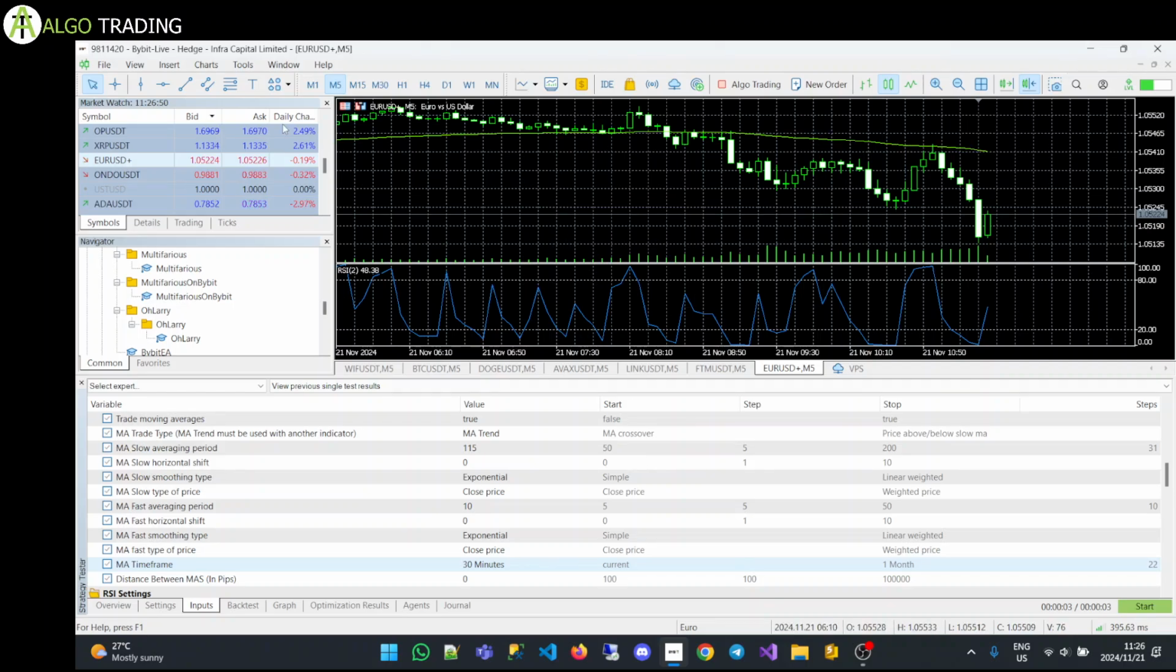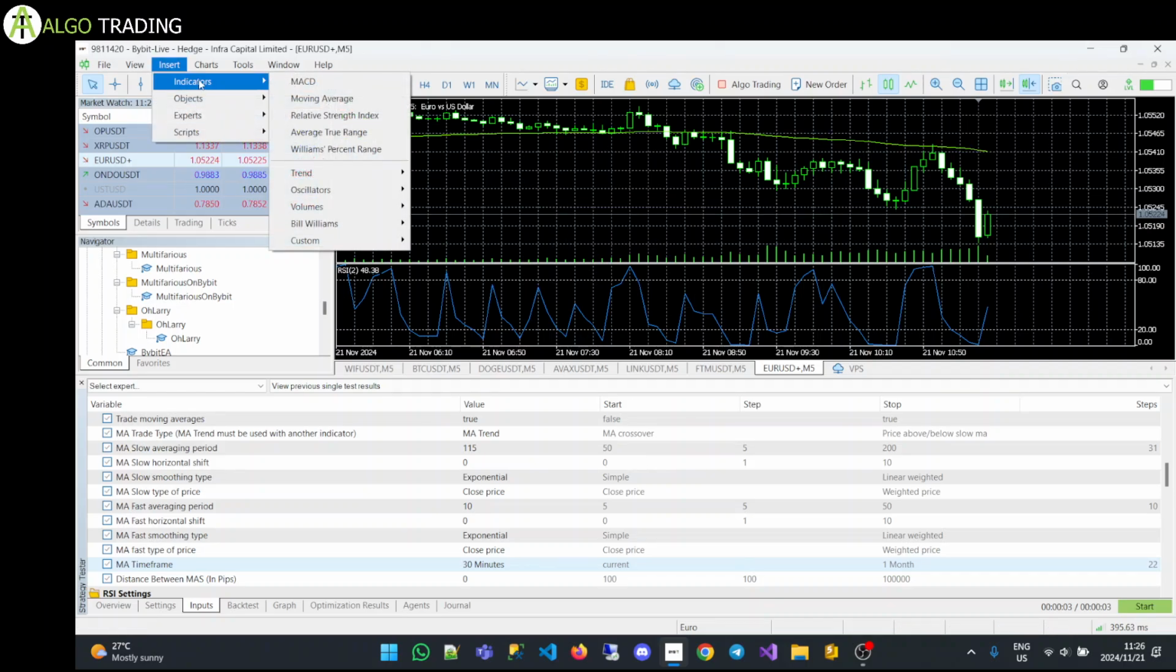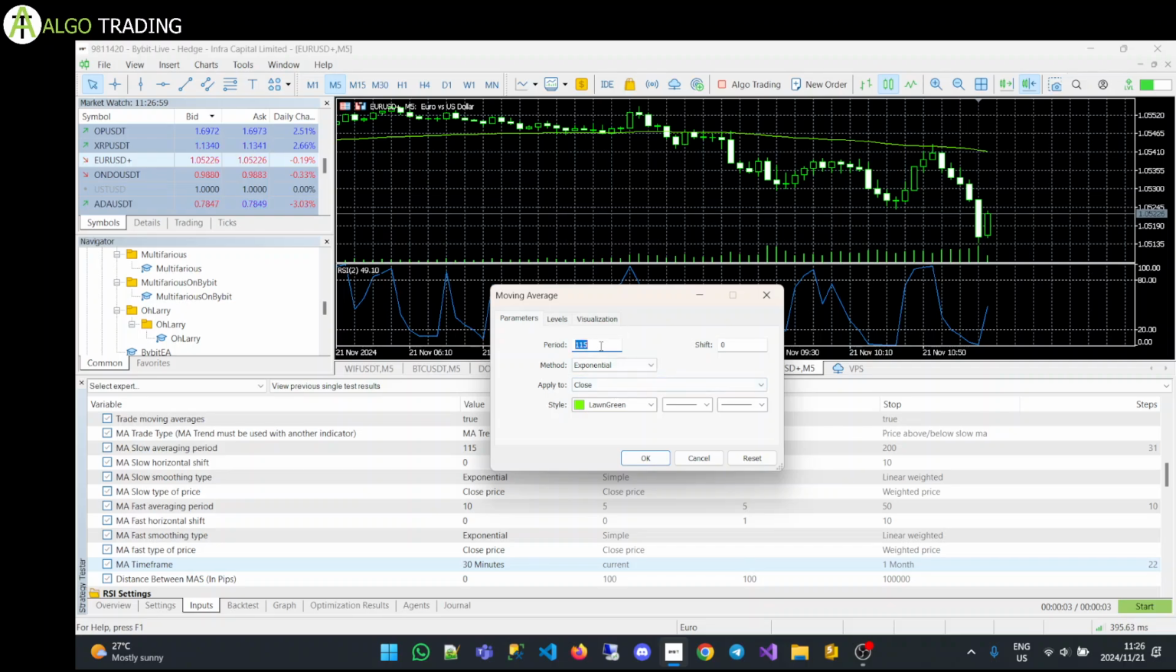And then I'm going to put in a fast moving average, and just remember it's on the 30-minute chart, so it doesn't really reflect what is happening. And the other one is 10, and we can make this one red just to show the difference.